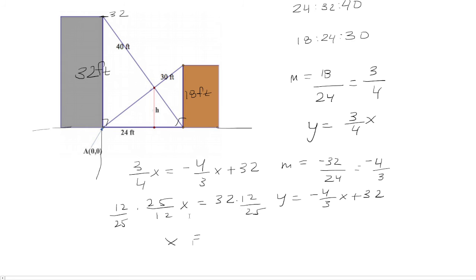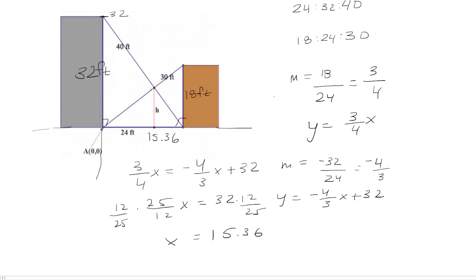And let's see. So we're doing 32 times 12. That's going to be 384. Divided by 25, that's going to be 15.36. So what we found here is the x value is 15.36, but we want to find the y value.